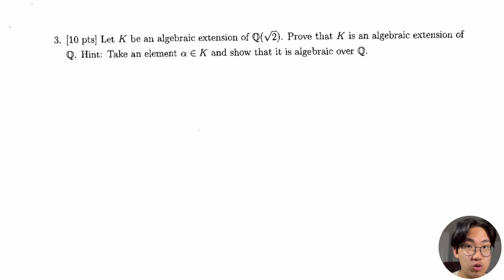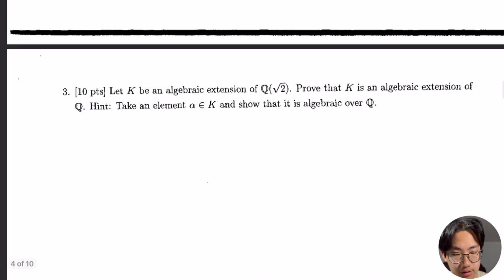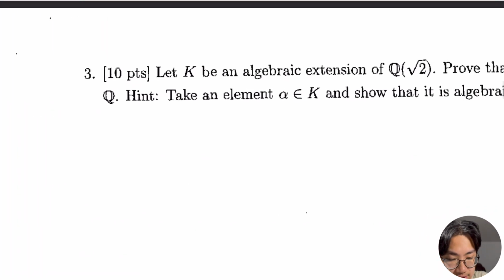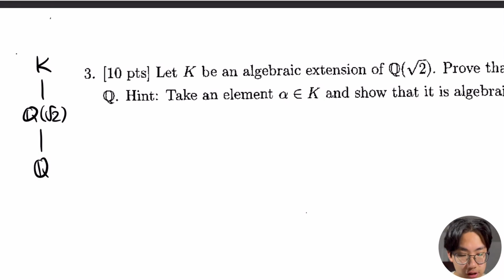So in our case, we can draw a quick little diagram over here on the right, or on the left, sorry. So we have K here, and we're going to have Q adjoined root 2. Then we're going to have Q. So again, if we have an algebraic extension, it means that all elements of K are going to be the root of some polynomial in Q adjoined root 2.